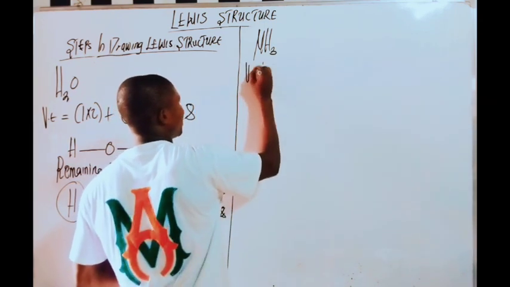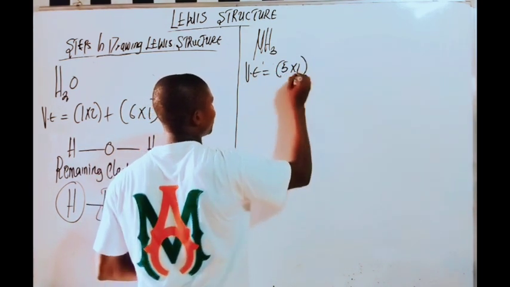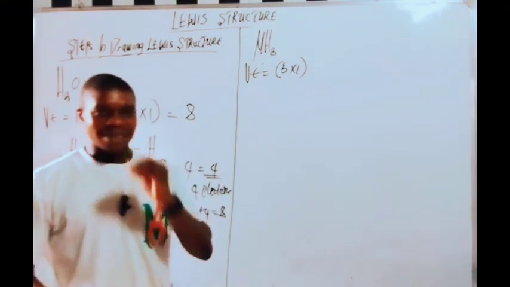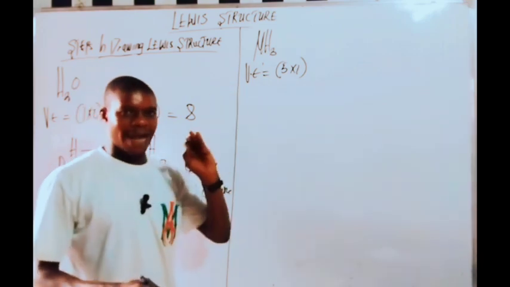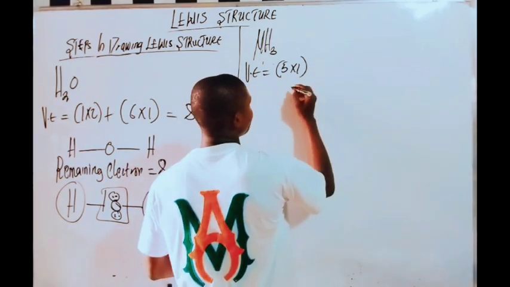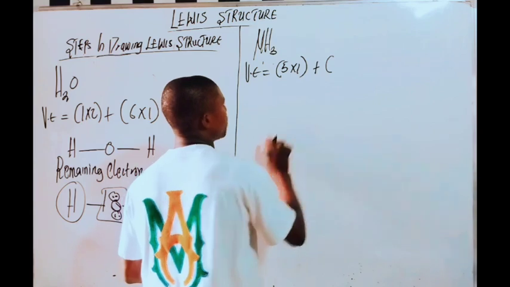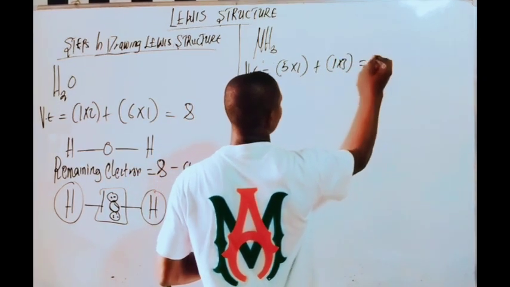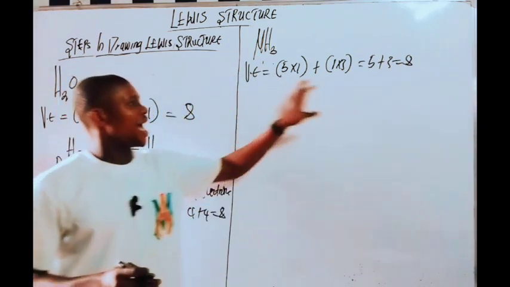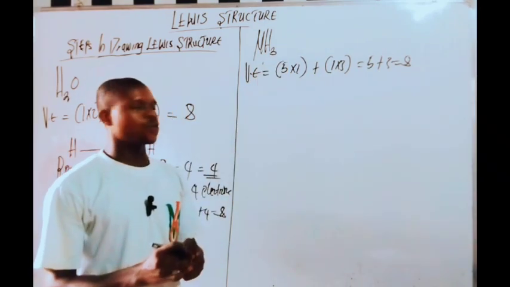So my valence electrons go to 5 times 1. How do I get 5? Nitrogen is in group 5, right? Times 1 because the number of nitrogen here is 1. So it would be 5 times 1 plus hydrogen, which is in group 1, 1 times 3. 5 plus 3 gives me 8, right? So my total valence electrons is 8. NH3 we call ammonia.